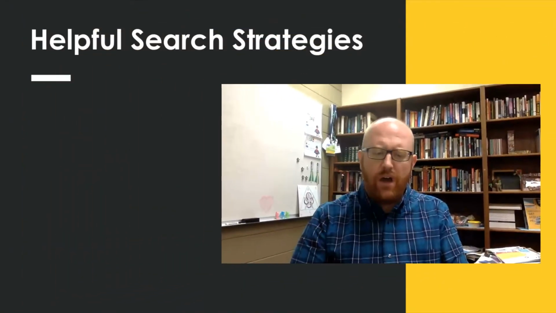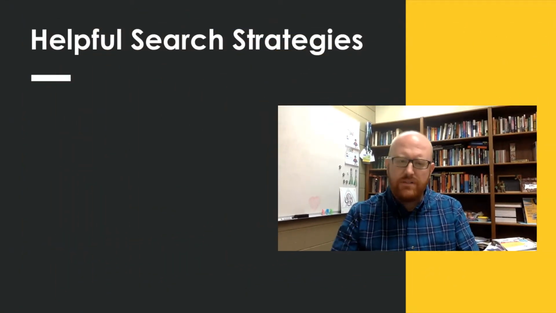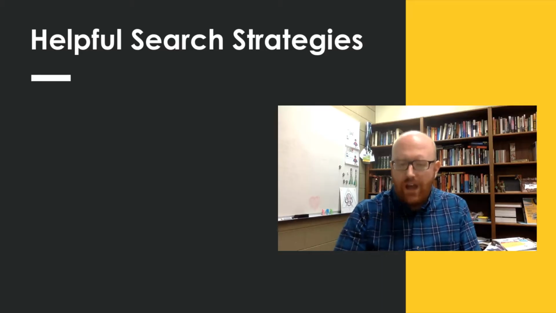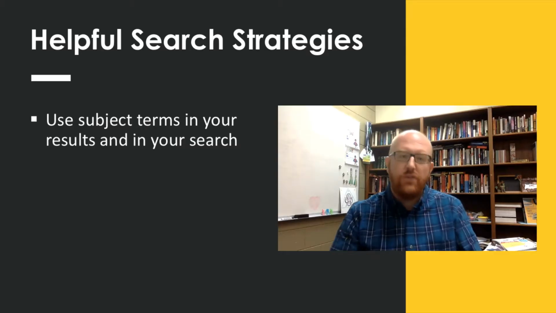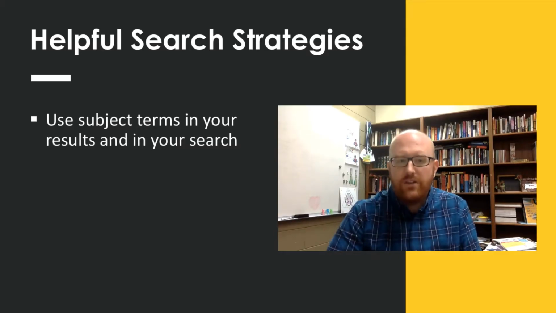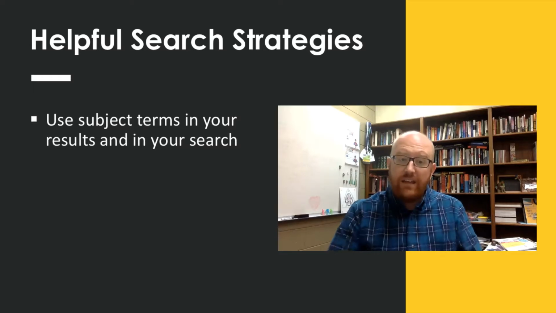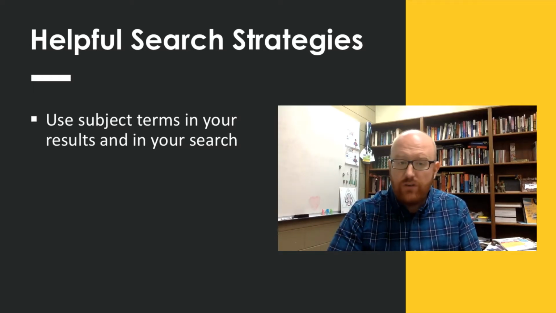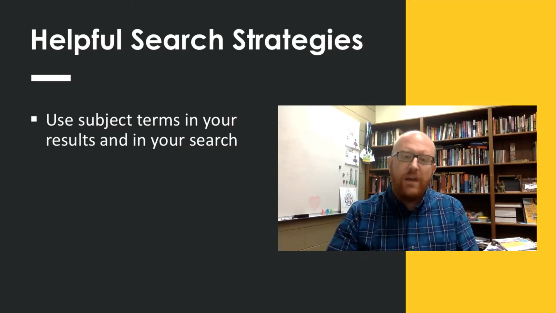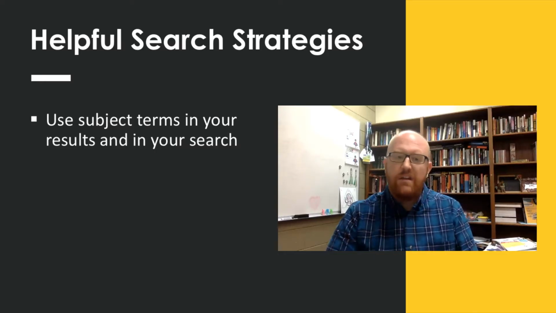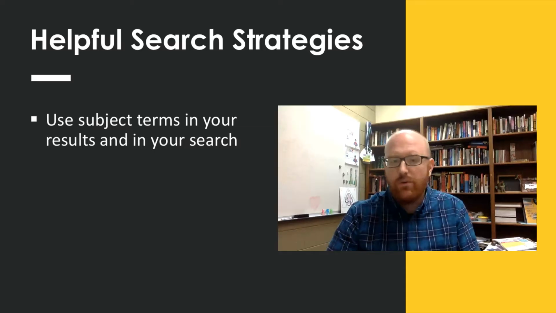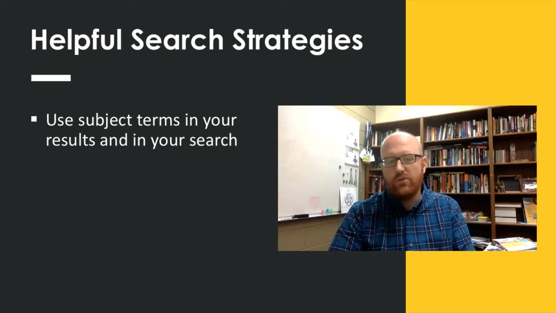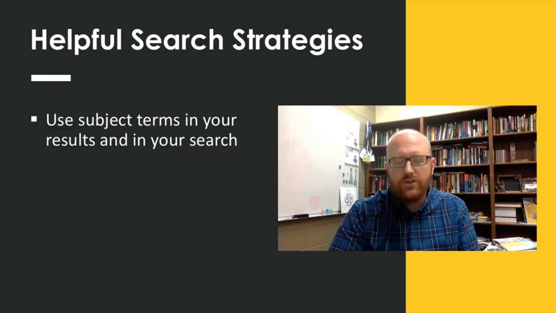So let me give you three tips generally that might help you in that process. The first one is using subject terms. You can use subject terms in your results and in your search in general to zero in on resources that are particularly related to your topic or the issue or keyword that you're searching.